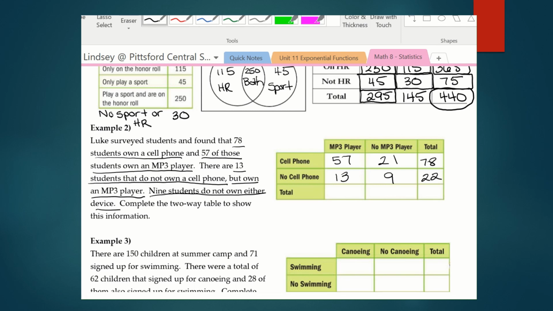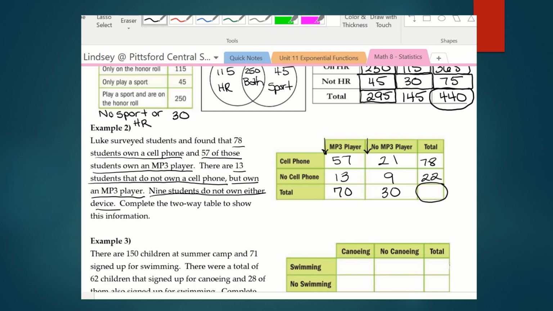Okay, so now let's start filling in some of our column totals. So how many kids have an MP3 player? Let's take a look at that column. MP3 player, we're looking down here. So total kids that have an MP3 player, 57 plus 13 gives me 70. So 70 kids have an MP3 player. How many kids do not have an MP3 player? We're going to keep looking down this column here. It looks to be 21 plus 9. There's 30 kids that do not have an MP3 player. How many total folks were surveyed? Well, remember, that's that bottom right corner.